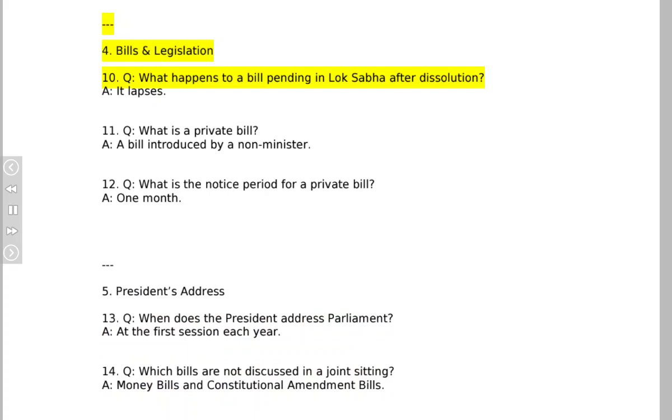4. Bills and legislation. 10. Q. What happens to a bill pending in Lok Sabha after dissolution? A. It lapses. 11. Q. What is a private bill? A. A bill introduced by a non-minister. 12. Q. What is the notice period for a private bill? A. 1 month.